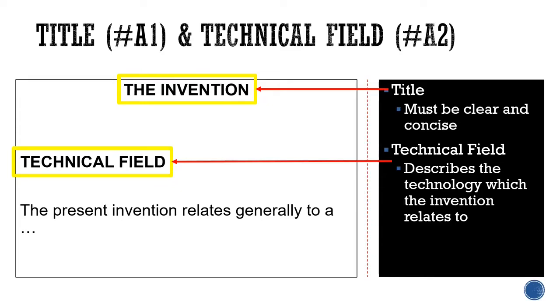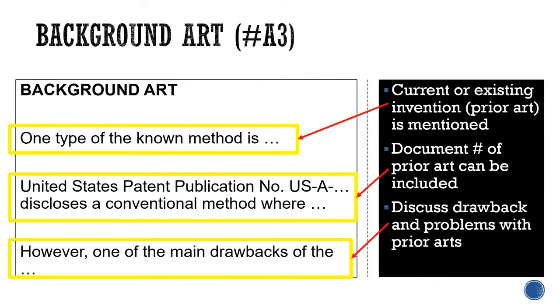Some terminologies that can be best used are method and apparatus. For the technical field, it describes the technology which the present invention relates to, and usually starts with "the present invention relates generally to a," and followed by the title. The next subcomponent is the background art. Background art describes the prior art of the current or existing invention. Document number of the prior art can be mentioned, as how it is written in the snippet. Here, drawbacks of the prior arts are also discussed.